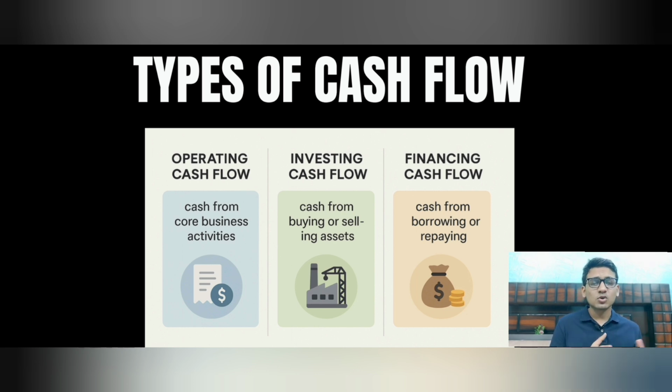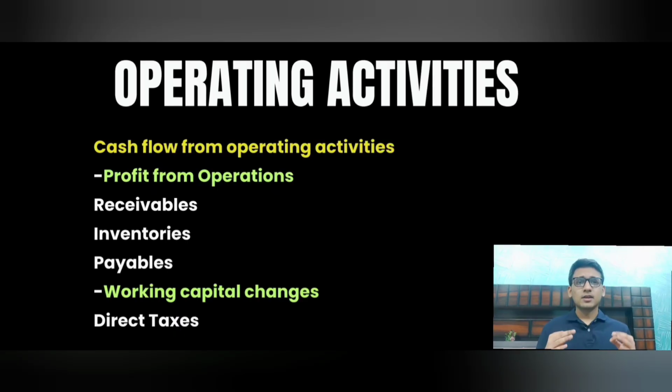Now let us discuss all the item heads that come under each of these respective categories in detail. Let us discuss the item heads that come under operating activities. First is profit from operation, which states the profit from the core business operation. Next we can see receivables. Receivables refers to the amount of money that the business is yet to receive from its customers, or the amount of money that the customers owe to the business.